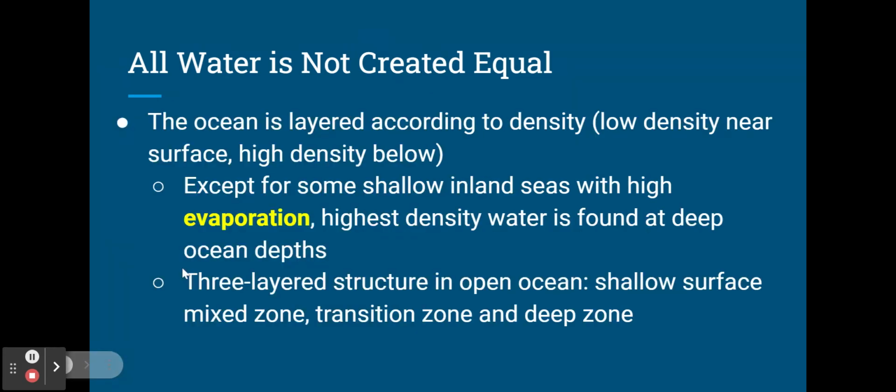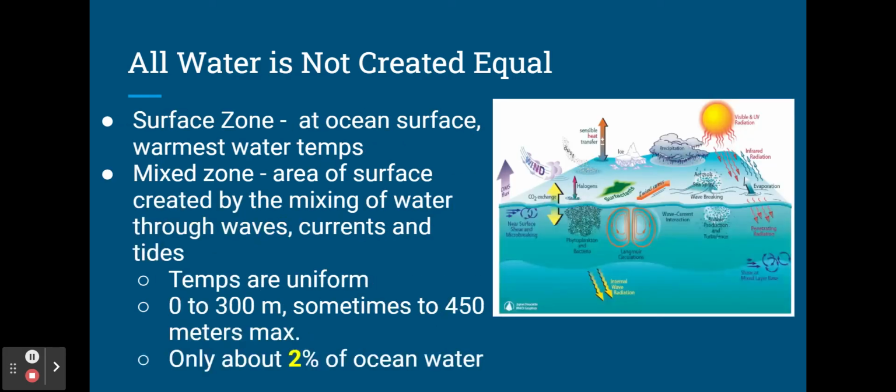Now, the ocean is layered according to density. Remember, low density near the surface, high density below. Except for some shallow inland seas with high evaporation, where there's a lot of salt content and you've got that high density water, generally the highest density water is found at really deep ocean depths. And there's a 3-layered structure in our open ocean: a shallow surface mixed zone, a transition zone, and a deep zone.